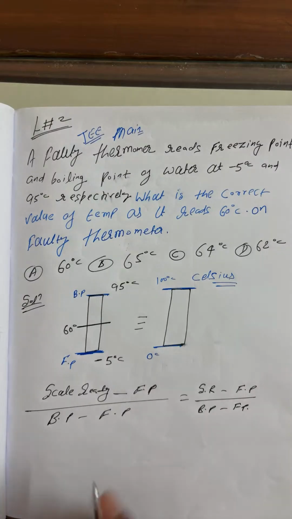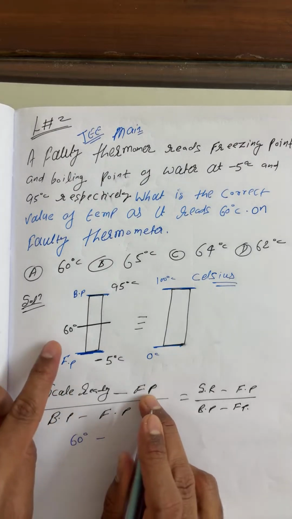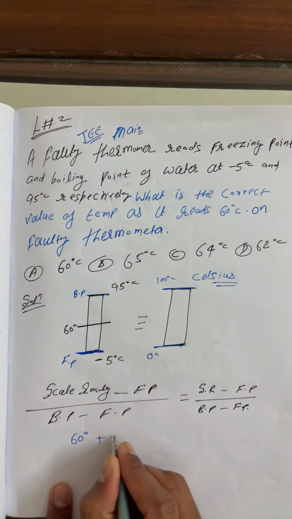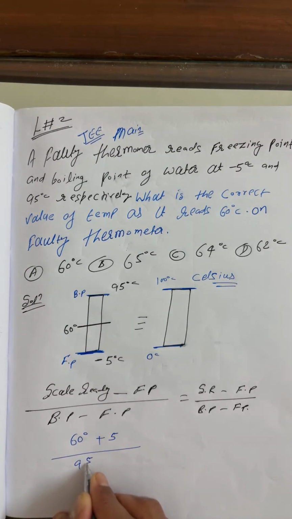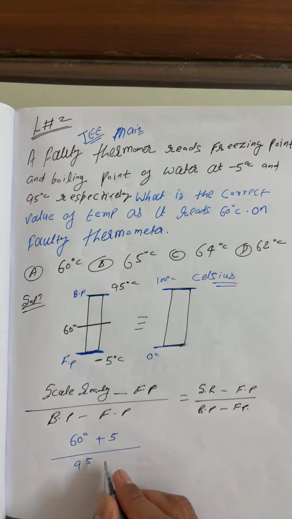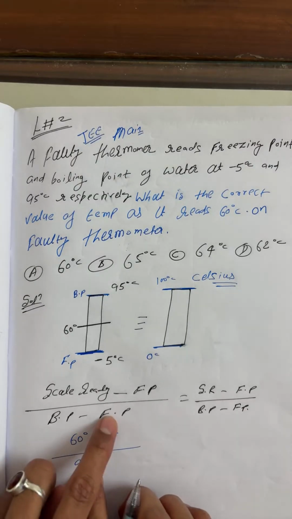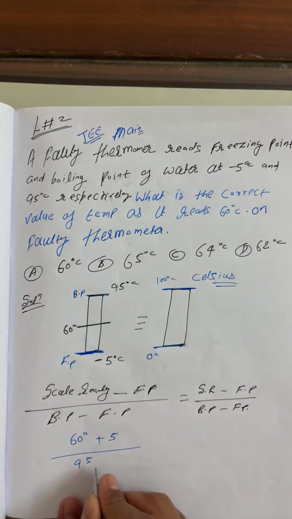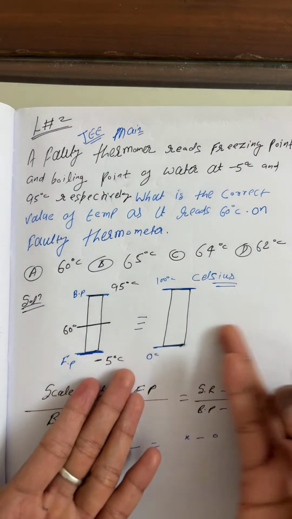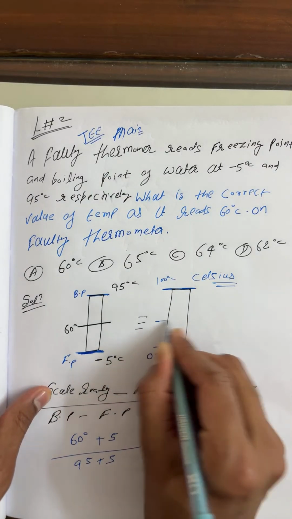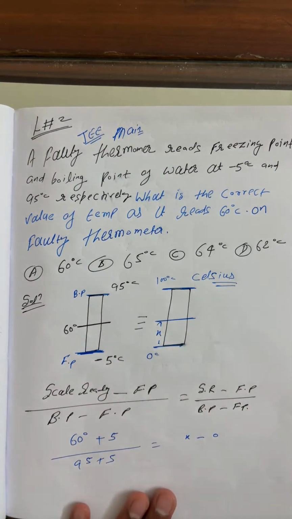So what is the scale reading? This is 60 degrees. You can write 60 minus the freezing point, which is minus minus plus. The boiling point is 95. Then 95 and minus minus plus, which equals x minus 0. You don't know what this is, so you can take it as x degrees Celsius. This is C only.